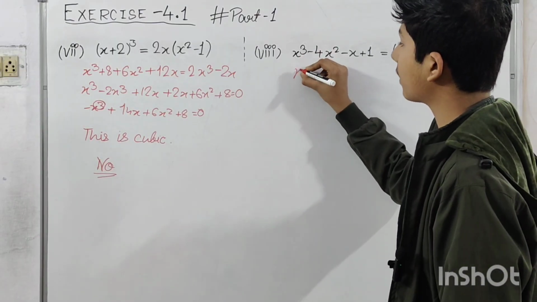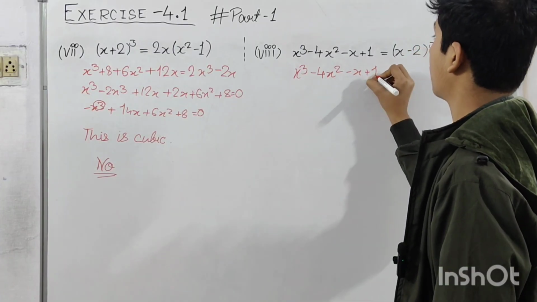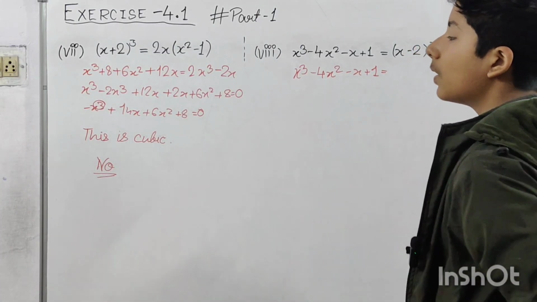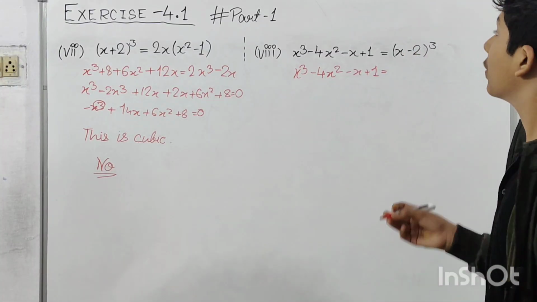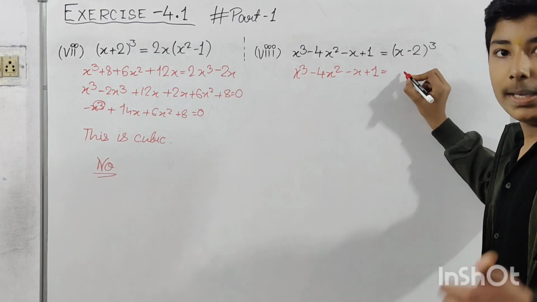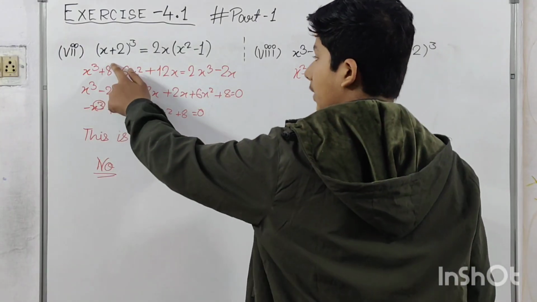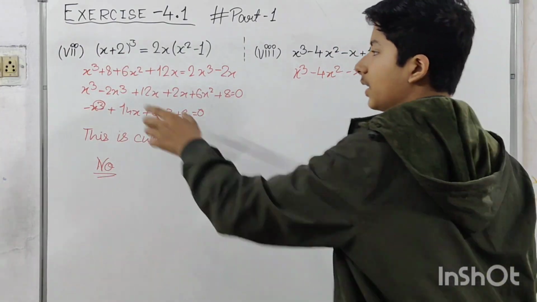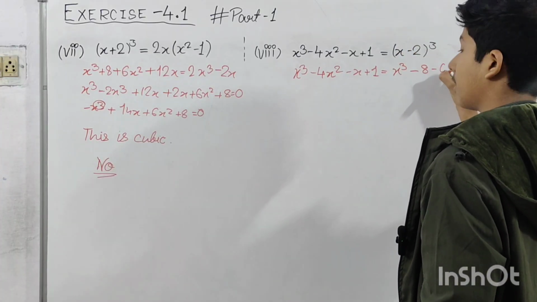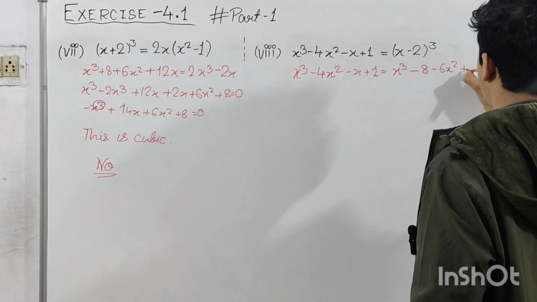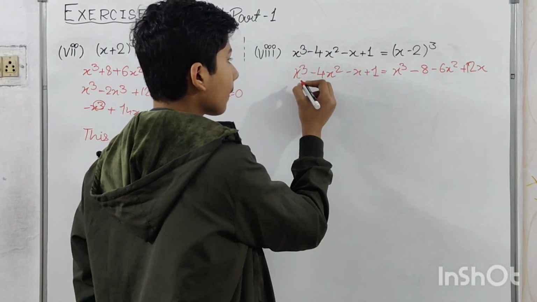Now this one, x cube minus 4x square minus x plus 1 equal to, then a cube plus b cube plus 3a square b plus 3ab square was a plus b whole cube. So a minus b whole cube will be a cube minus b cube minus 3a square b plus 3ab square. So a cube, here it was plus 2 and here it is minus 2. So we'll just put the same values. x cube minus 8 minus 6x square plus 12x. So let's solve this one.